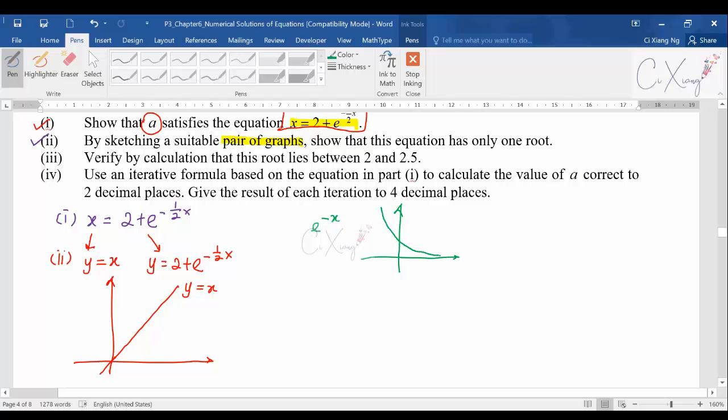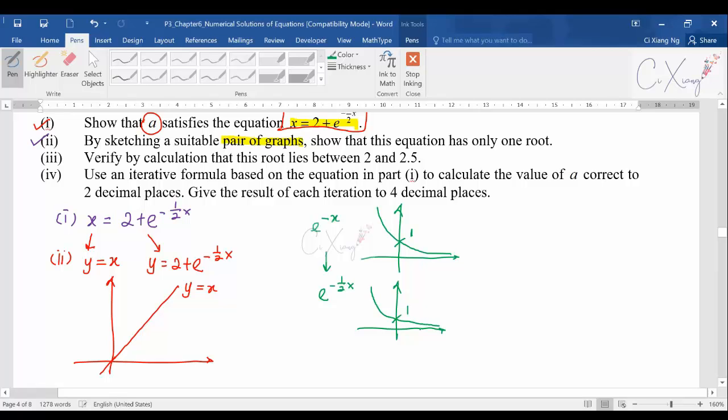If you already forget, you should refer back to chapter 2. I think we touched on the graph before for the exponential function, just that we seldom use it. So you must know that it passes through 1 here. After that you're having e negative half x. So when you're having this, it means the shape of the graph is still the same, just that it becomes not so steep. So that means it will become something like this.